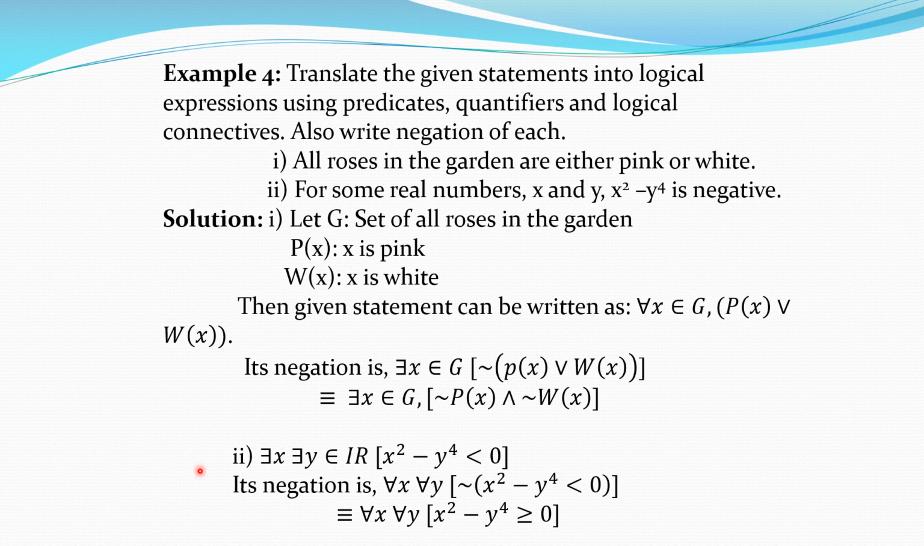There exists x, there exists y in R such that x square minus y raised to 4 is negative, means less than 0. Now we write its negation. So again negation of there exists is for all. So it is for all x, for all y in R. Now what is negation of less than 0? Not less than 0 means it may be greater than 0 or equal to 0. So it is for all x, for all y in R, x square minus y raised to 4 greater than or equal to 0.